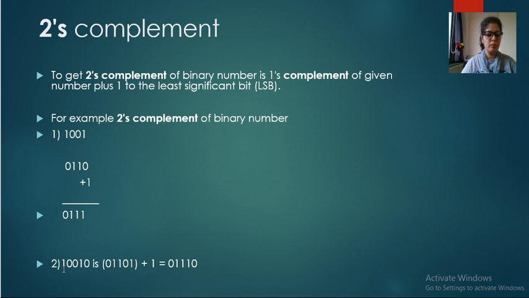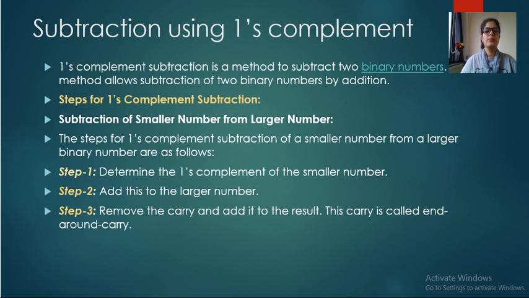So this is the 2's complement of this 10010 number. By this we can simply get 1's complement and 2's complement. Now let's move to the next topic of this unit. The next topic is subtraction using 1's complement.